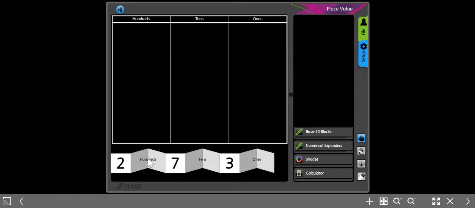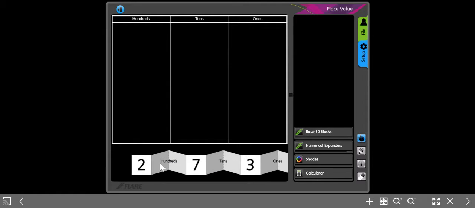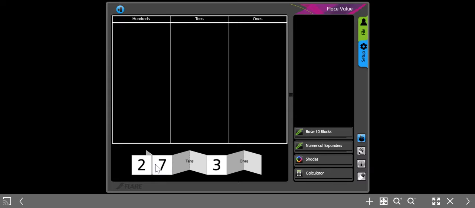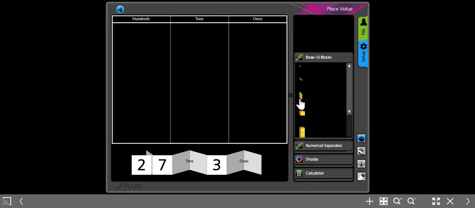If I close this part of the expander, it's still 2 hundreds, 7 tens, and 3 ones. So let's put that on our chart up here.